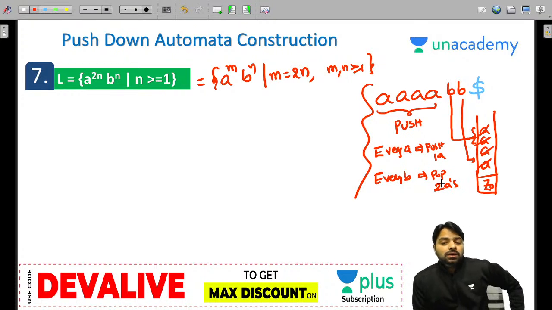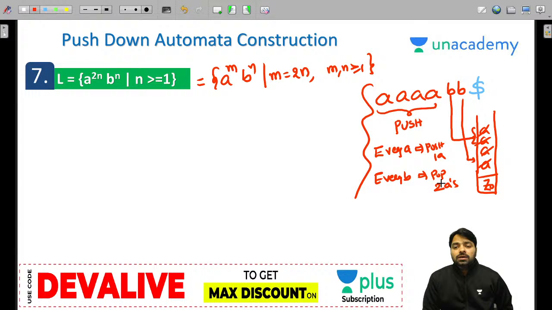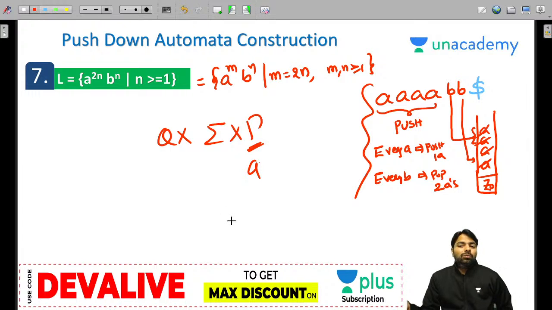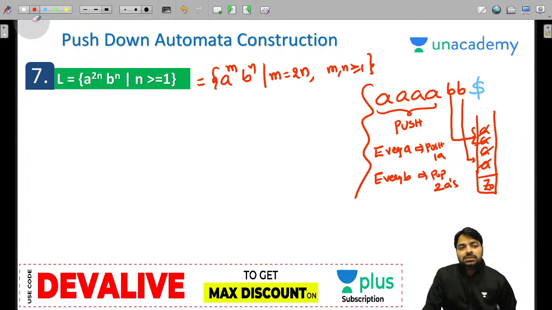This takes non-deterministic knowledge, guys, because how can I do that? My definition is sigma cross gamma. I can't look at 2 symbols at a time. I can look at 1 symbol at a time only, but I want to pop 2 A's at a time. So using a DPDA, that logic is difficult. So we have another logic too.